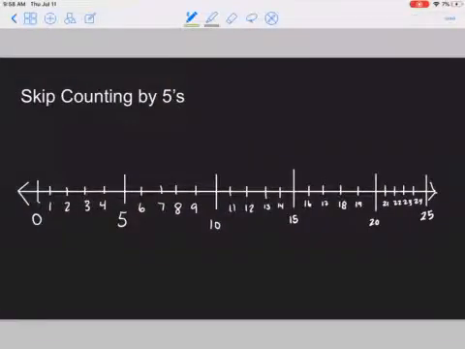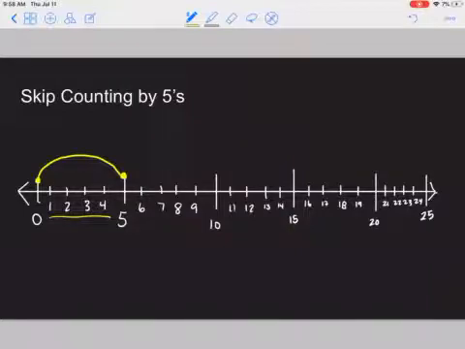Now I want to spend a little time on counting by fives. Same idea. Instead of skipping over 10 or 100, we're going to skip count by fives, just 5 numbers. So we're going to start at 0, and we're going to skip 1, 2, 3, 4, and we're going to jump to 5. So we're skipping these numbers, and we're going to jump to 5.